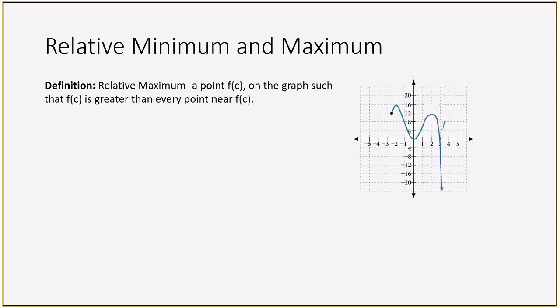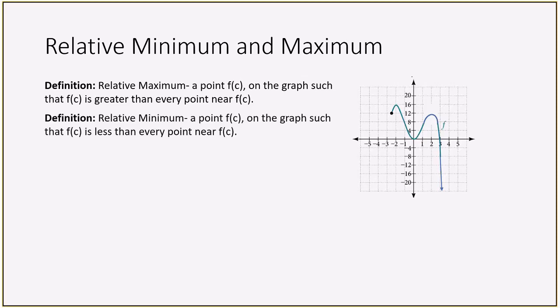Well, that's going to be your relative maximum. Very similar definition, your relative minimum is that everything around that, very close to it, is going to be bigger than that point. That's not to say that it's the smallest point on the entirety of the graph, but it's the smallest point in its small neighborhood.